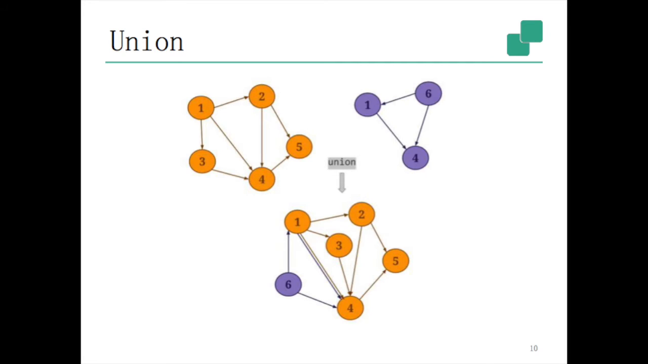Also in Gelly, you can do a union operation and also a difference. The union operation takes two graphs as parameters and yields a graph that has the vertices and edges of the two graphs. If a vertex appears twice, it will be yielded once. But if an edge appears in both of the graphs, it will be yielded both times. Also, we have a difference method that takes two graphs as input and simply leaves out the common parts.